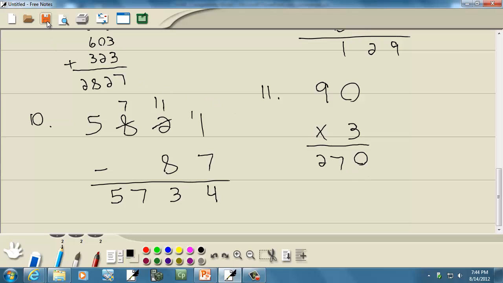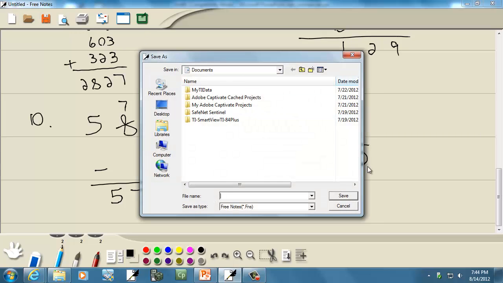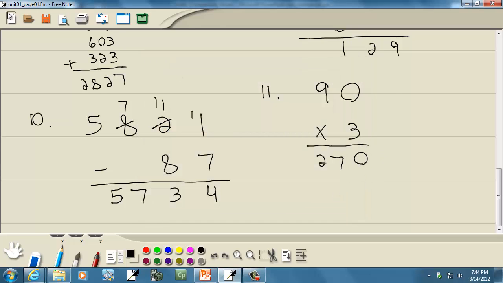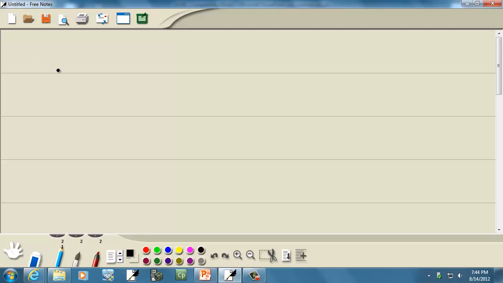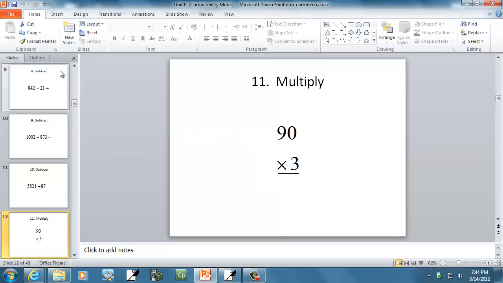Trying to think if I want to save this or not. Yeah, let me save it. Unit 01, page 1. Okay. Let's look at another multiplication one.